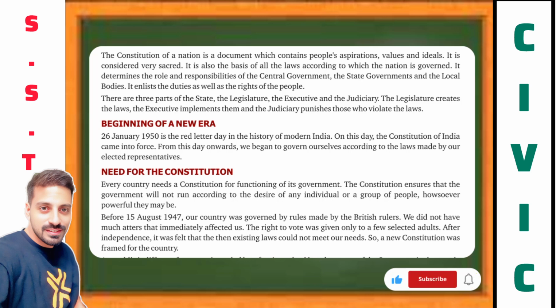Before 15th August 1947, our country was governed by rules made by the British rulers. We did not have much say in matters that immediately affected us. The right to vote was given only to a few selected adults. After independence, it was felt that the then existing laws could not meet our needs. So, a new constitution was framed for the country.